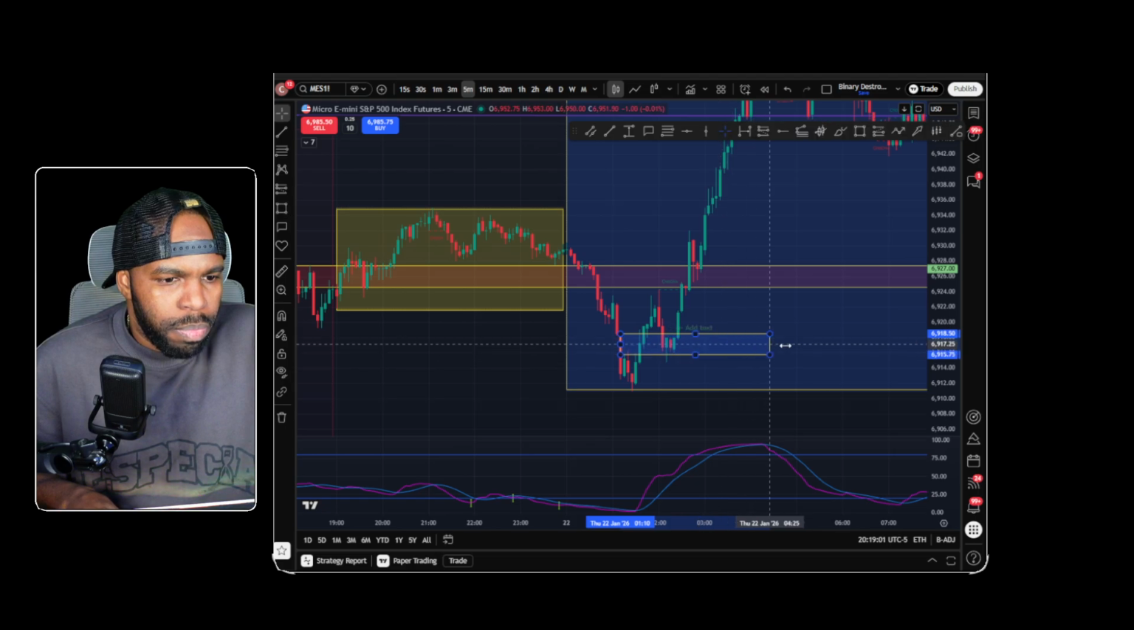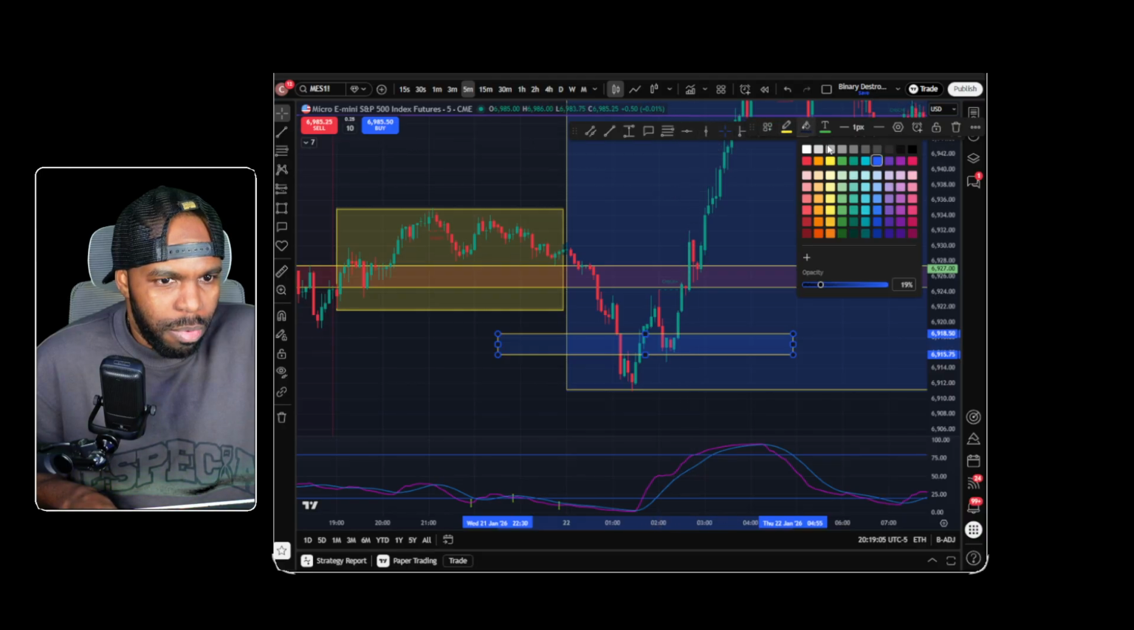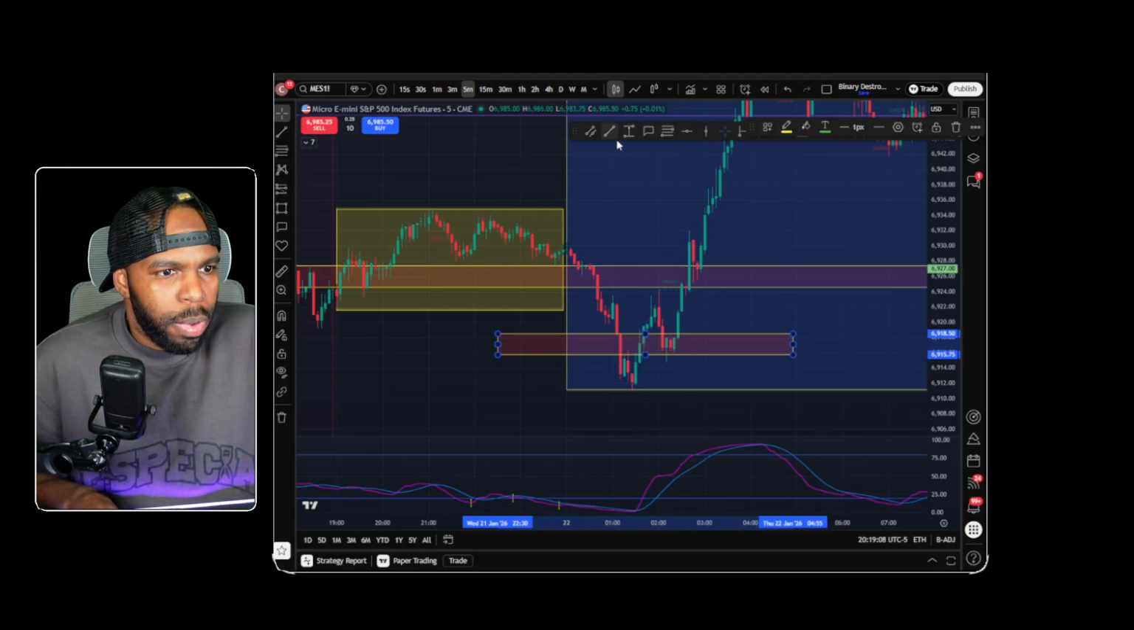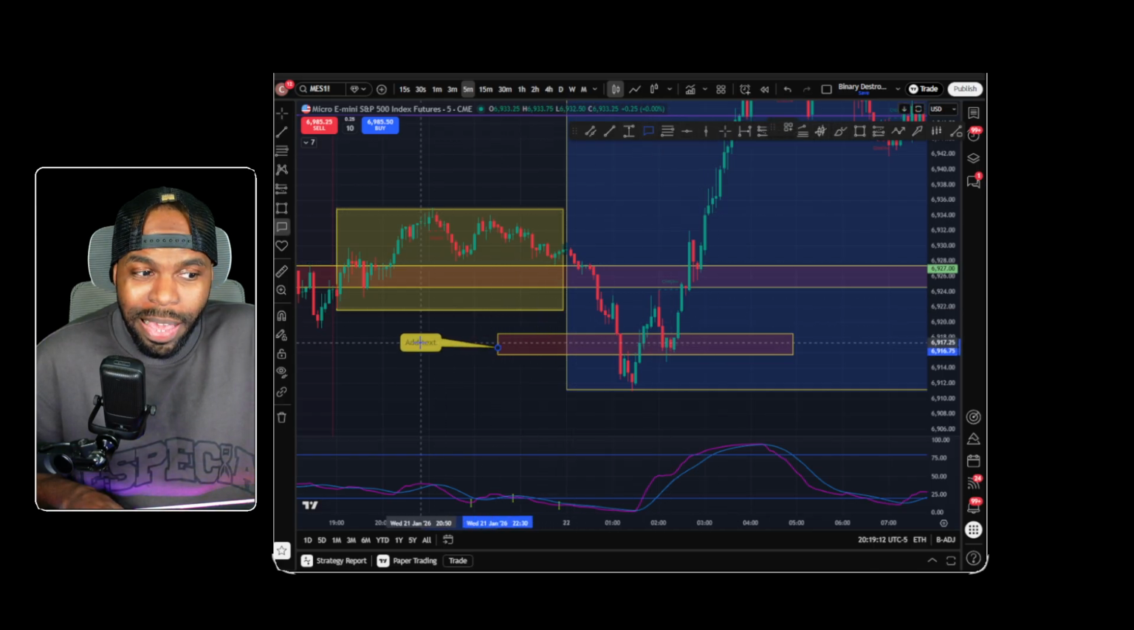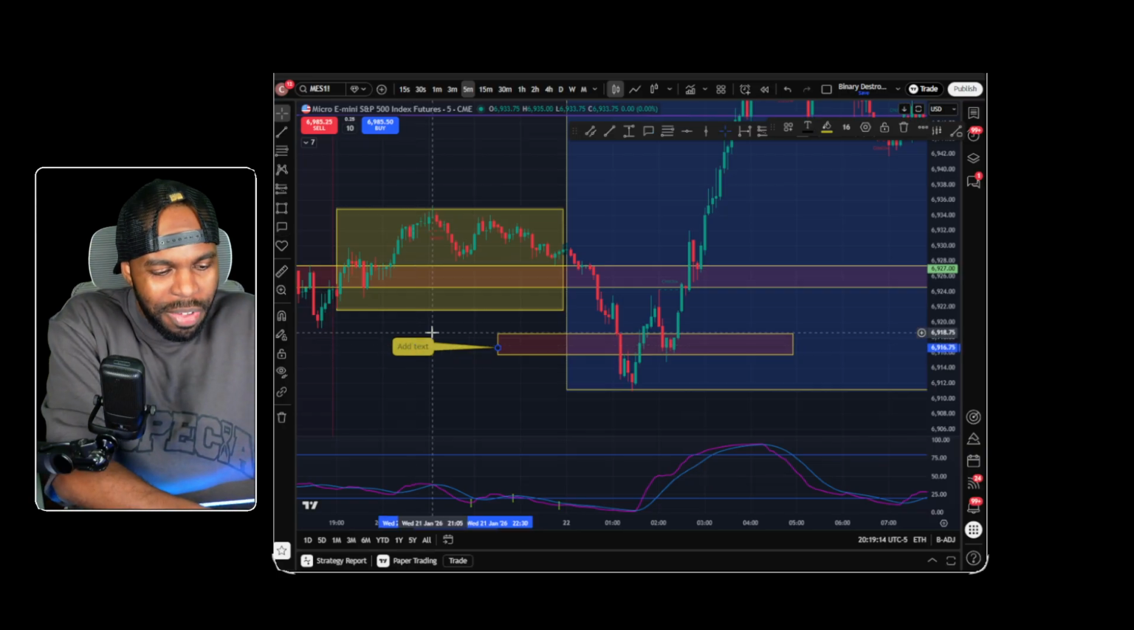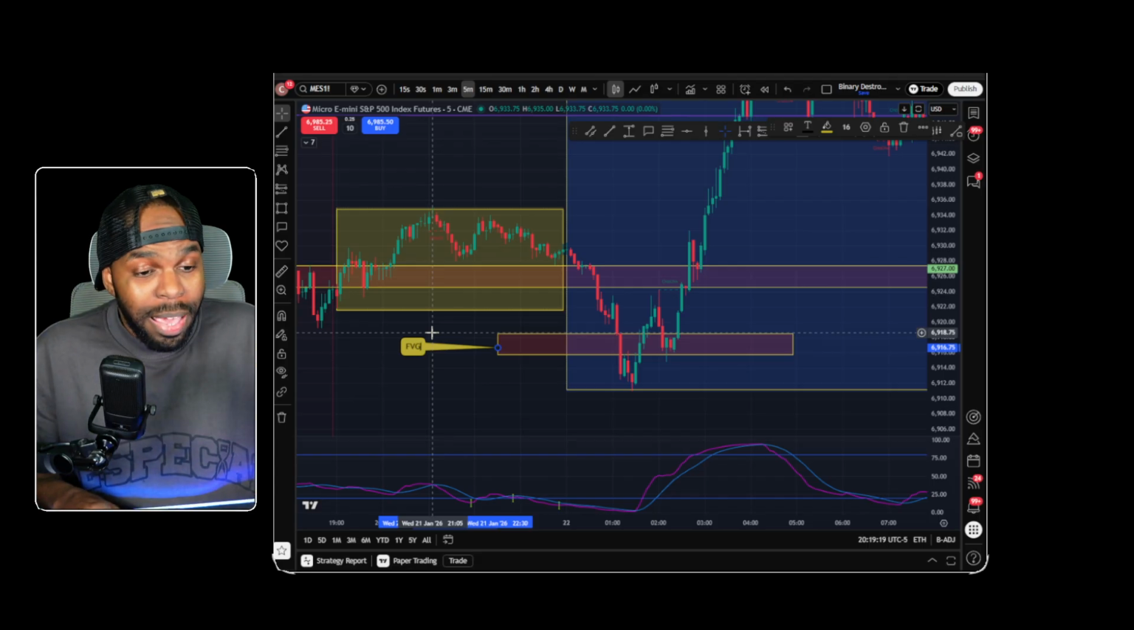Boom. This is going to be my bearish fair value gap right here. I even made it red for you guys so you can see. This is how I catch good moves in the markets, guys. This is a very simple strategy, but it can help you catch some really good moves.